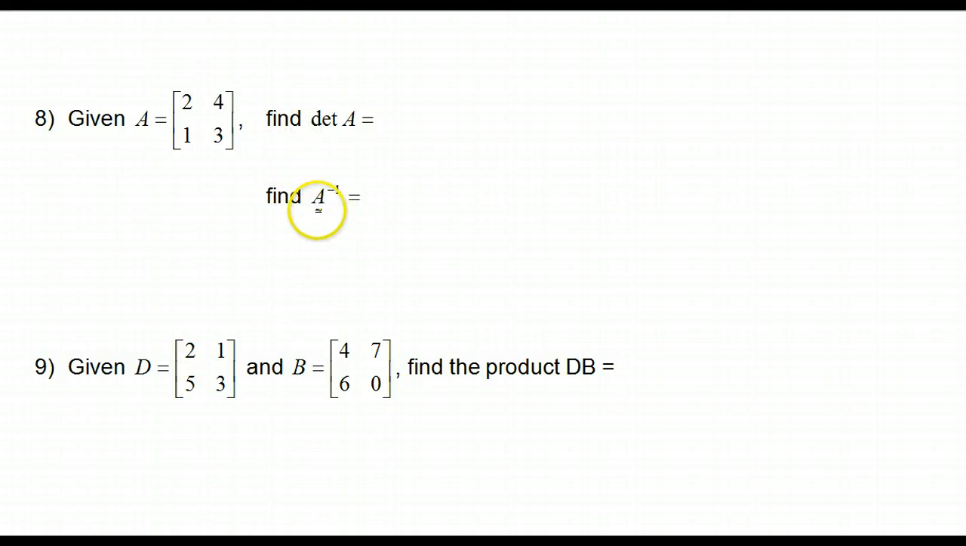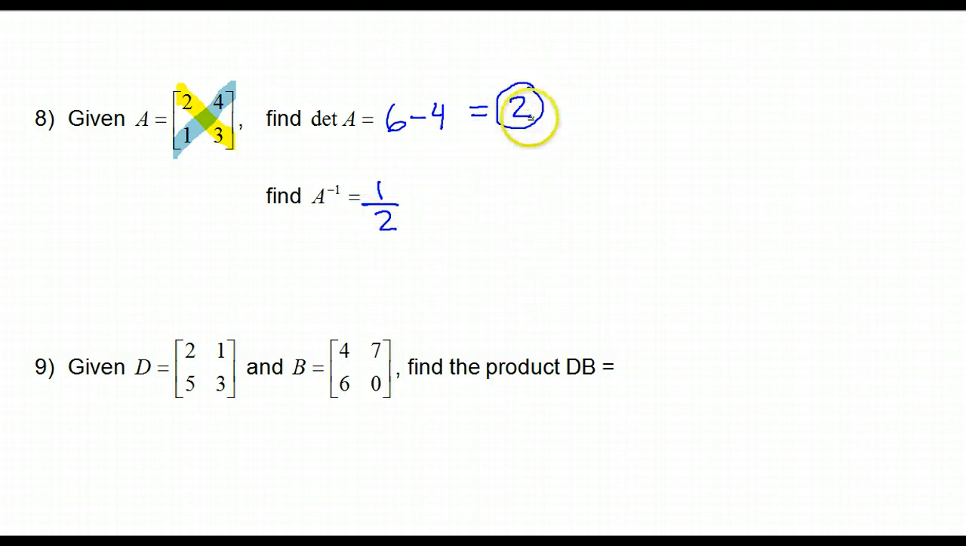Our ultimate goal is to find the inverse, but first we have to find the determinant. One more time, the determinant is the down diagonal minus the up diagonal. So that's going to be 2 times 3, which is 6, minus 1 times 4, which is 4, which is equal to 2. So that's the determinant. In order to find the inverse, you start by doing the reciprocal of this. So the reciprocal of 2 is 1/2. Just turn it upside down. 2 over 1 becomes 1 over 2.